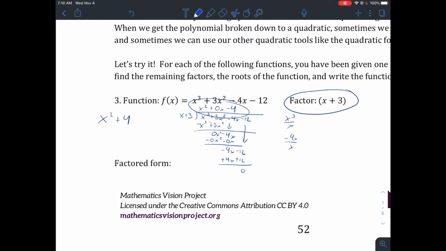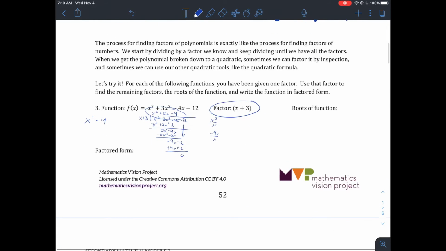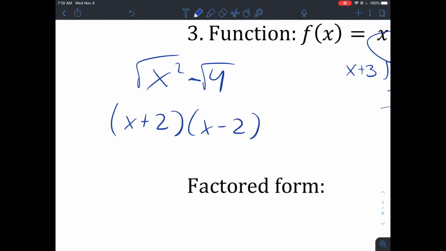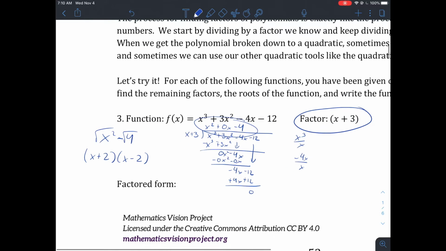Oh, minus 4, sorry. All right. So now we actually can factor this further. If you remember difference of squares, or you can even think about what multiplies to give you -4 and adds to 0. But this is a difference of squares here. So you take the square root of both, you get x plus 2, x minus 2. So we can factor that further.